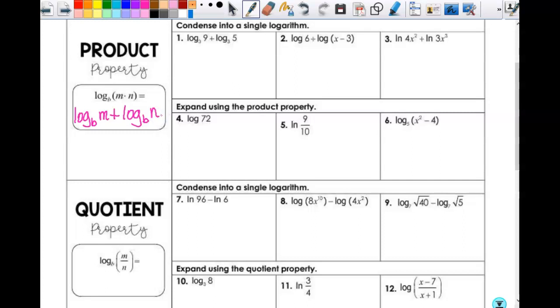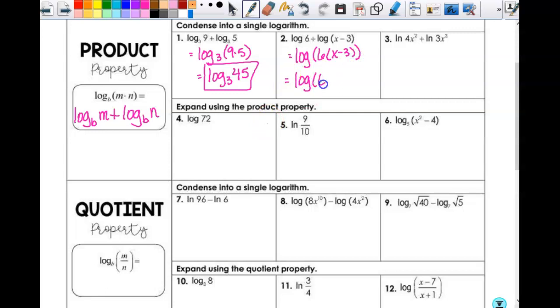So if I look at number 1, if I'm adding these, I can condense them, and this can become log base 3 of 9 times 5. So this is log base 3 of 45. And that's the condensed form. So then number 2, this would become a log of 6 times x minus 3. That becomes a log of 6x minus 18.